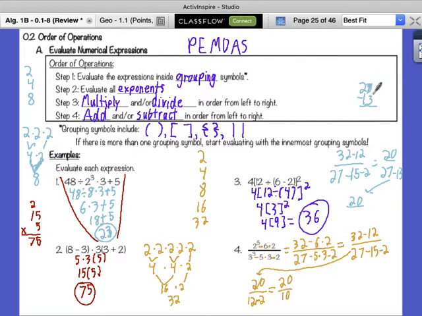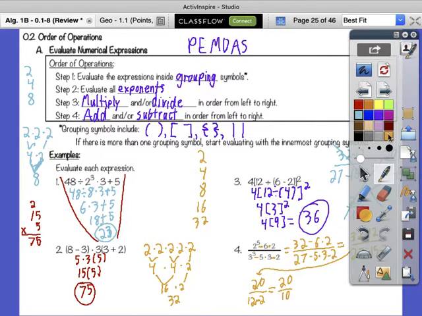27 minus 13, 7 minus 3 is 4, 2 minus 1 is 1. So it ends up being 14, okay? Is that the same thing? No, that means this way was wrong. Tucker was right. It did matter which way we did it, and we had to do it left to right.